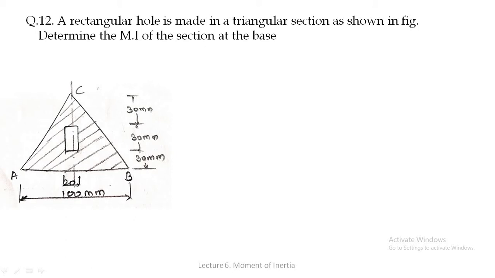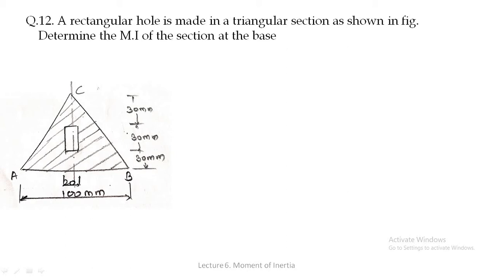The base of triangle is 100 mm as you can see over here, and the total height, if you add all these three dimensions, we will have 90 mm. So the base of triangle is 100 mm and the height of triangle is 90 mm. In the same way, the base or the breadth of rectangle is given as 20 mm and the depth of rectangle or the height of rectangle is indicated as 30 mm.